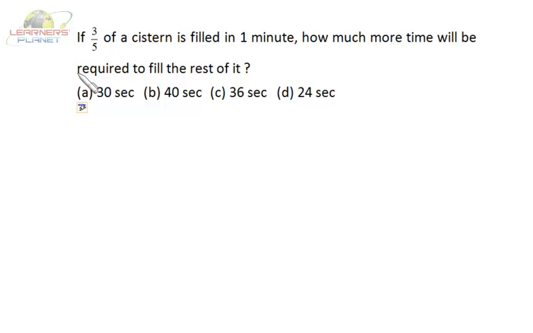Now let's see this problem. If 3/5 of a cistern is filled in 1 minute, how much more time will be required to fill the rest of it? The remaining part is 2/5. Now 3/5, that means third part is to be filled in 60 seconds. That means 3 is 60. We have to find 2. If 3 is 60, 2 will be definitely 40. Okay friends, very simple. You can do this problem without even paperwork.